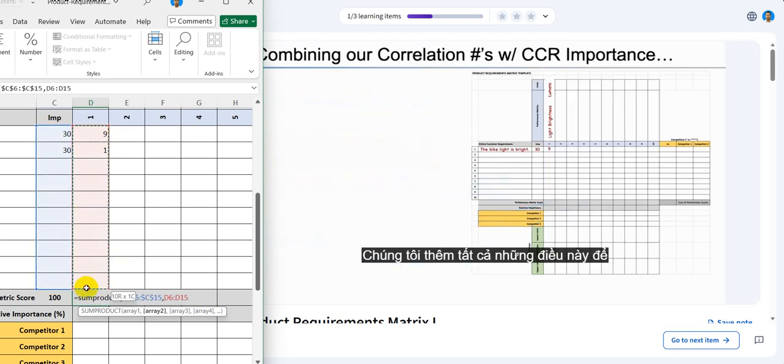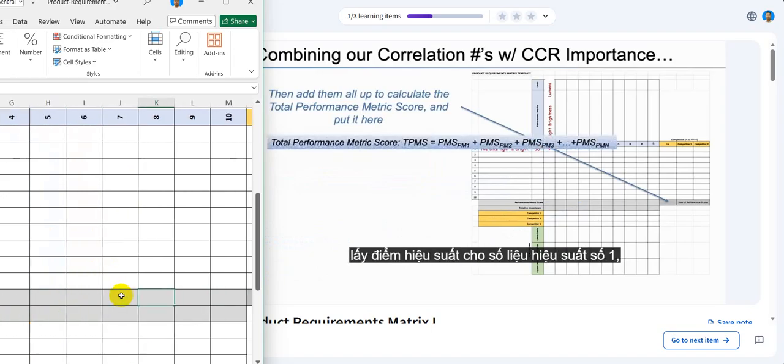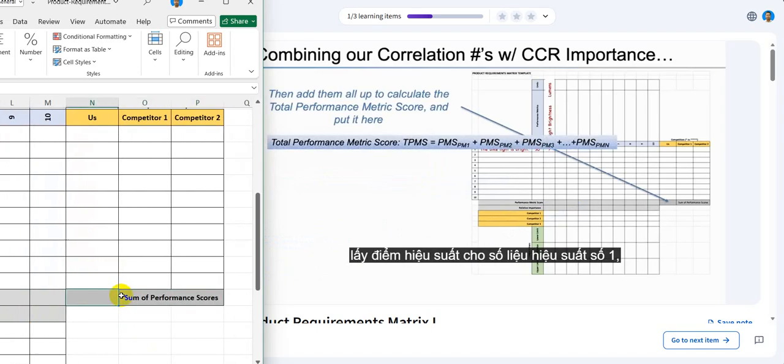Then what do we do? We add all of these up to come up with the total performance metric score. So we add all of those on the row that says performance metric score. That gives us the total over there in that box. So that means we take the performance score for performance metric number 1, add it to the performance score for performance metric number 2, add that to the performance metric for number 3, and you get the idea.